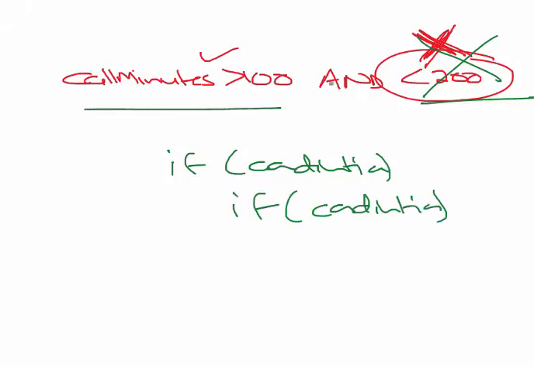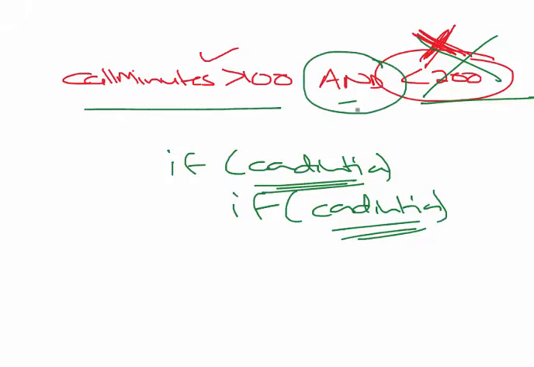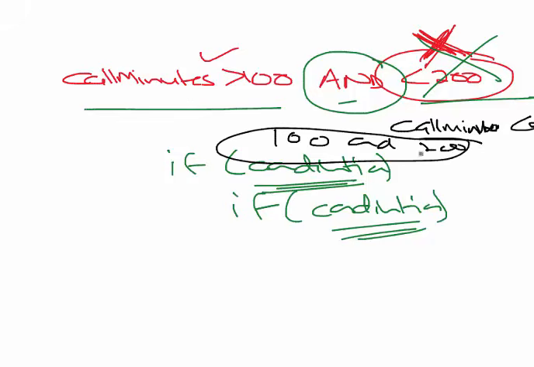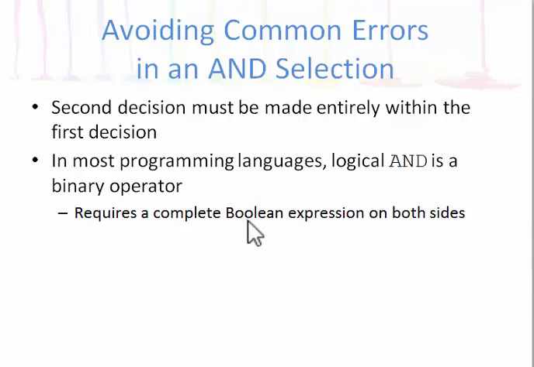So when you're using the AND operator, remember that you are using a nested if statement. What we are doing is combining this condition with this condition and having the AND as our compound operator. So therefore we have to write call minutes is less than 200. That is if you want the minutes between 100 and 200. So you're looking for all those call minutes. That's why I say it requires a complete Boolean expression on both sides.